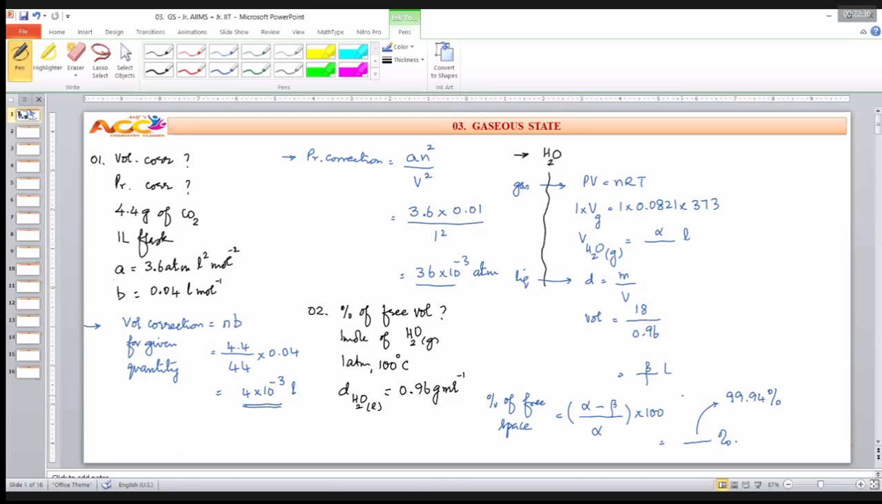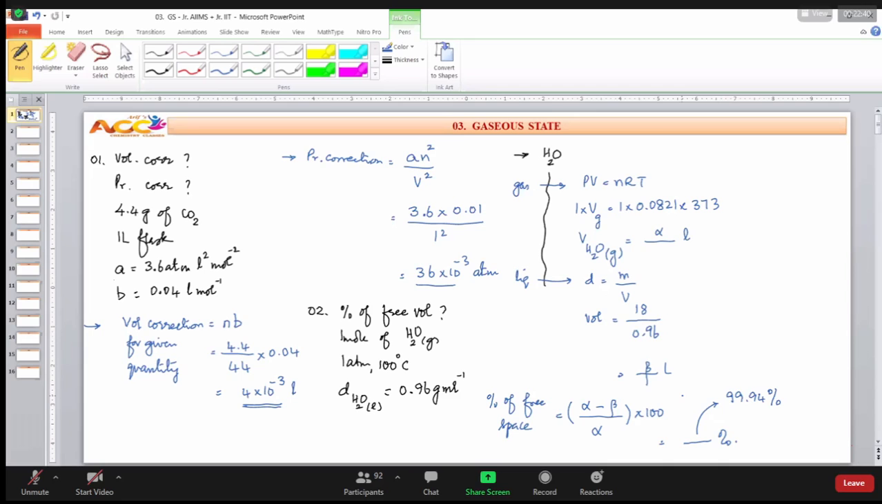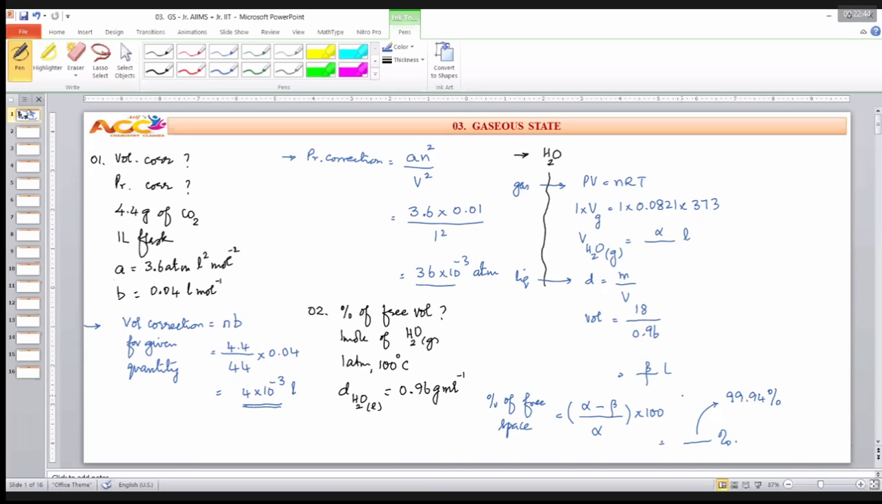Now, write down the answer. You try it later on. But have a look at the answer and the statement percentage of free volume. That means in the gas container, if you are having a liquid substance and the same substance in the gaseous state, see how much volume is left out. 99.94% is freely available. Right. Next question. Write correct answer. Try later on.